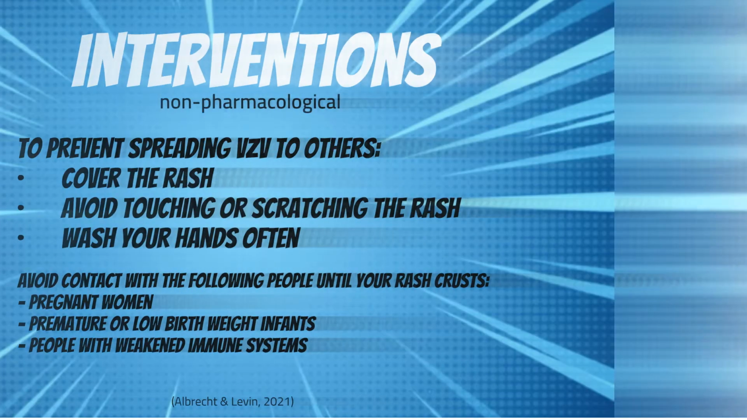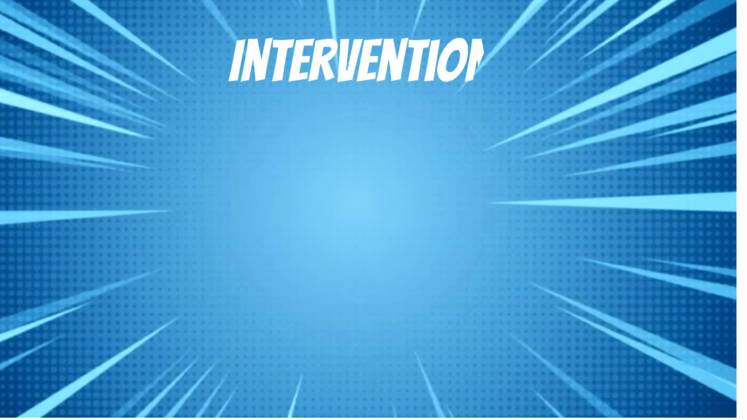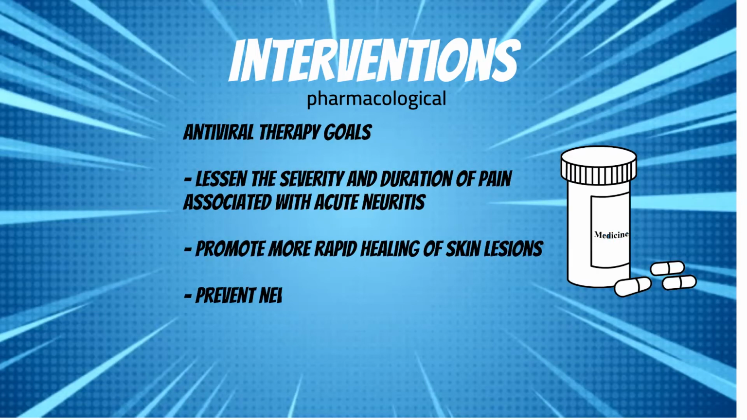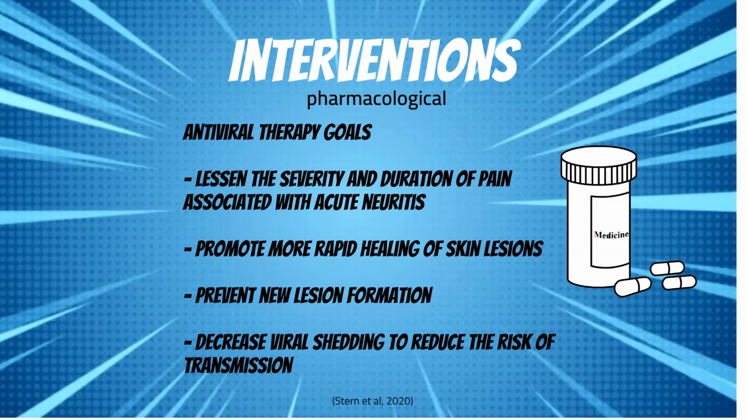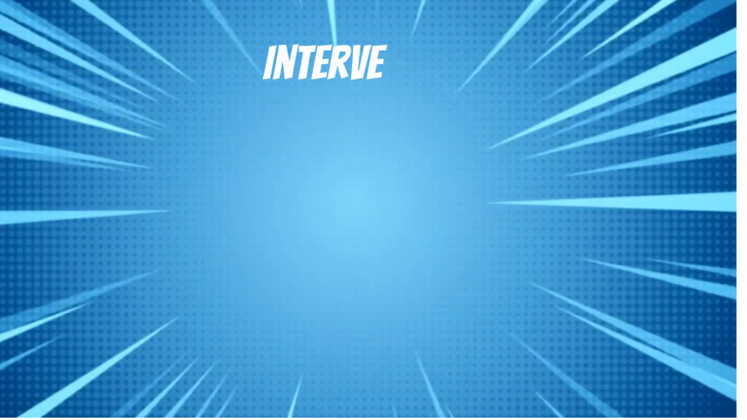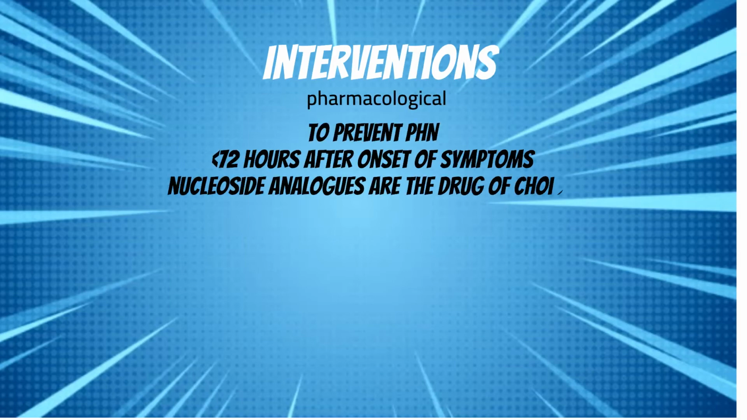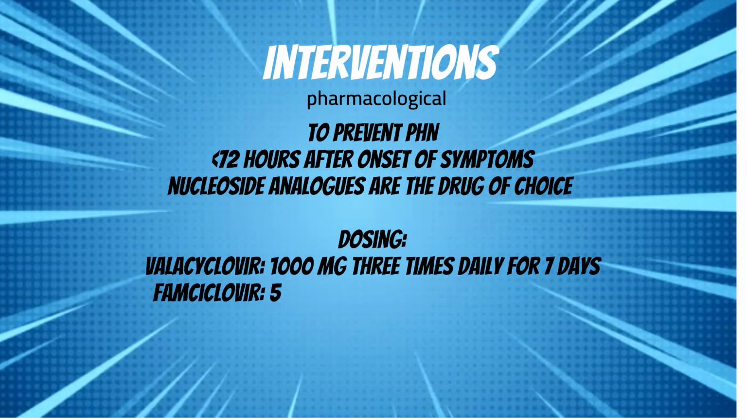Okay, what if Mrs. J needs some medications? All right, we're going to go to antiviral therapy. The goals of antiviral therapy are to lessen the severity and duration of pain associated with acute neuritis, promote more rapid healing of the skin lesions, prevent new lesion formation, decrease viral shedding to reduce the risk of transmission, and to hopefully prevent post-herpetic neuralgia, or PHN. To help prevent post-herpetic neuralgia, you want to start antiviral treatment less than 72 hours after onset of the first tingling or pain. Our options are valacyclovir, famciclovir, and acyclovir.